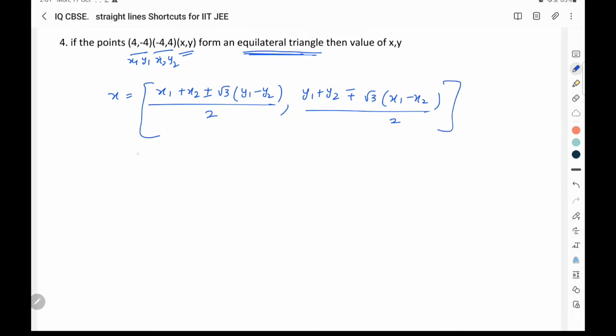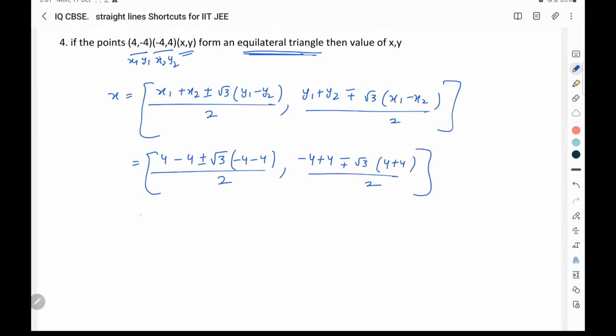Okay, so we know x1, y1, x2, y2. We are just going to substitute in this. So that is nothing but (4 minus 4 plus or minus root 3 into minus 4) by 2, comma (minus 4 plus 4 minus or plus root 3 into 4 plus 4) by 2. So here I got minus or plus 4 root 3, comma minus or plus 4 root 3. Okay.